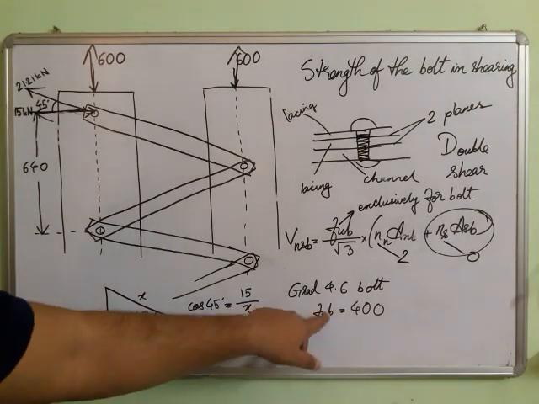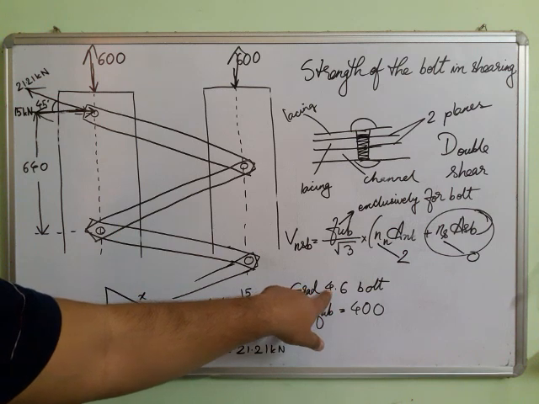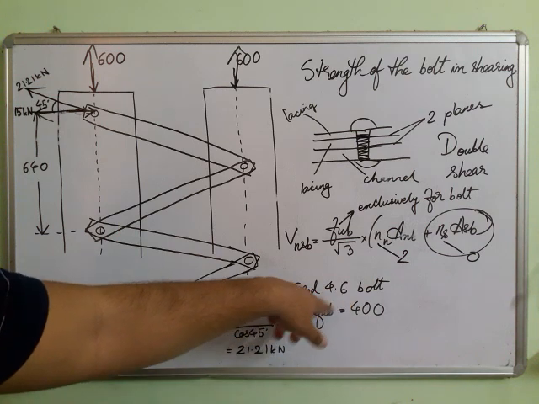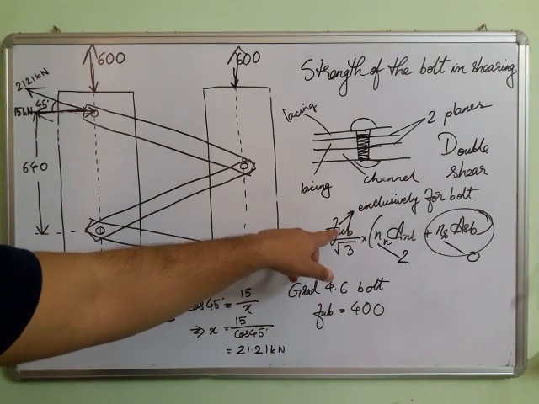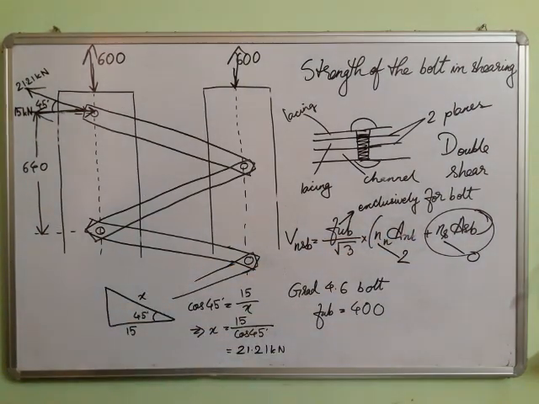So fub we can get what? 4.6 means 4 into 100, we get 400. So that is what we'll be putting here. So nn is 2, Anb is what? 78% of the shank area. So shank area is what? Pi into 16 squared by 4.